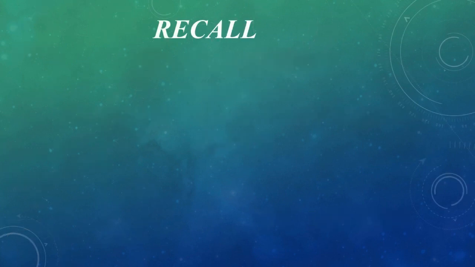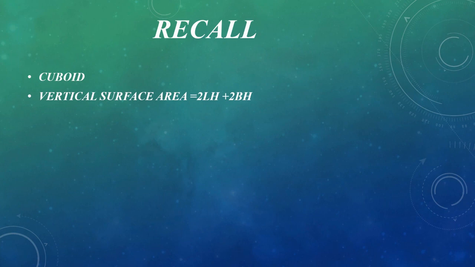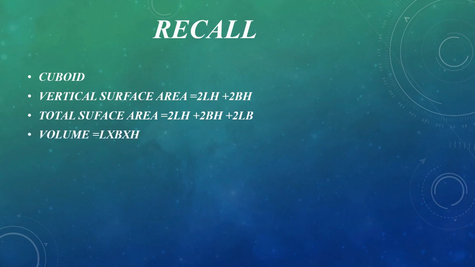Let's recall what we have learned in the previous modules. We have learned about cuboid, lateral surface area of cuboid as 2LH plus 2BH. Total surface area of cuboid is equal to 2LH plus 2BH plus 2LB. And volume of cuboid is L into B into H.